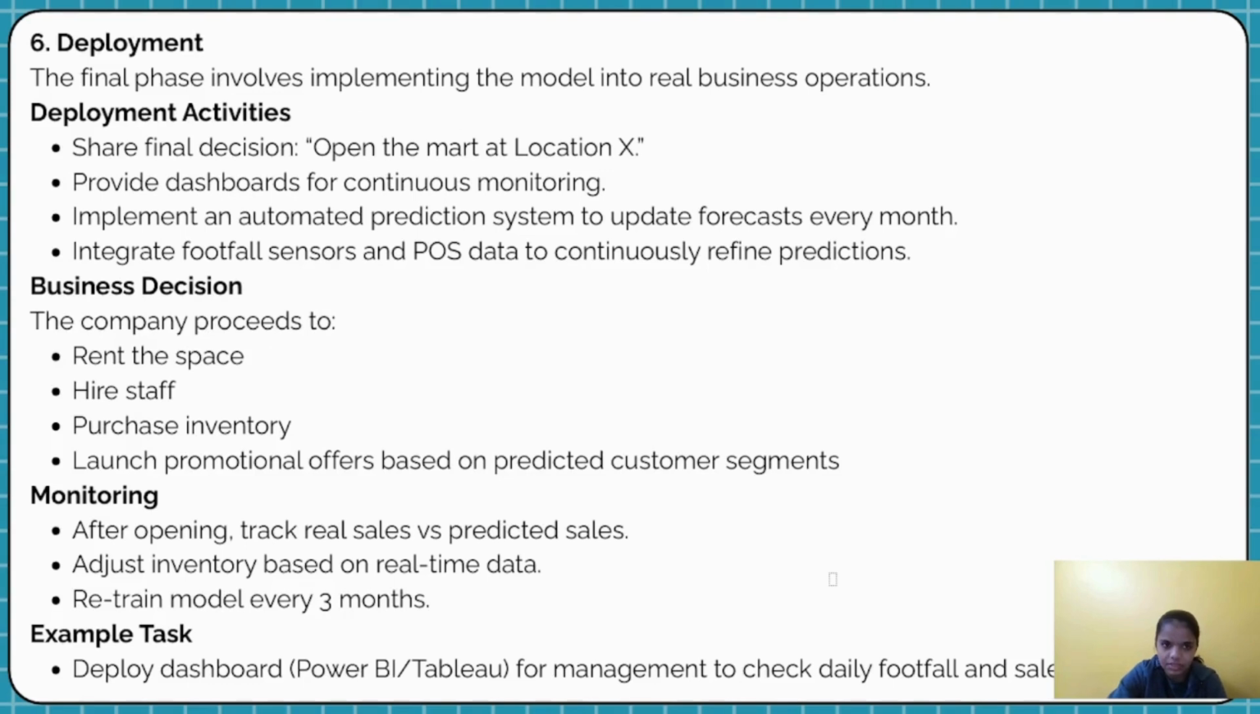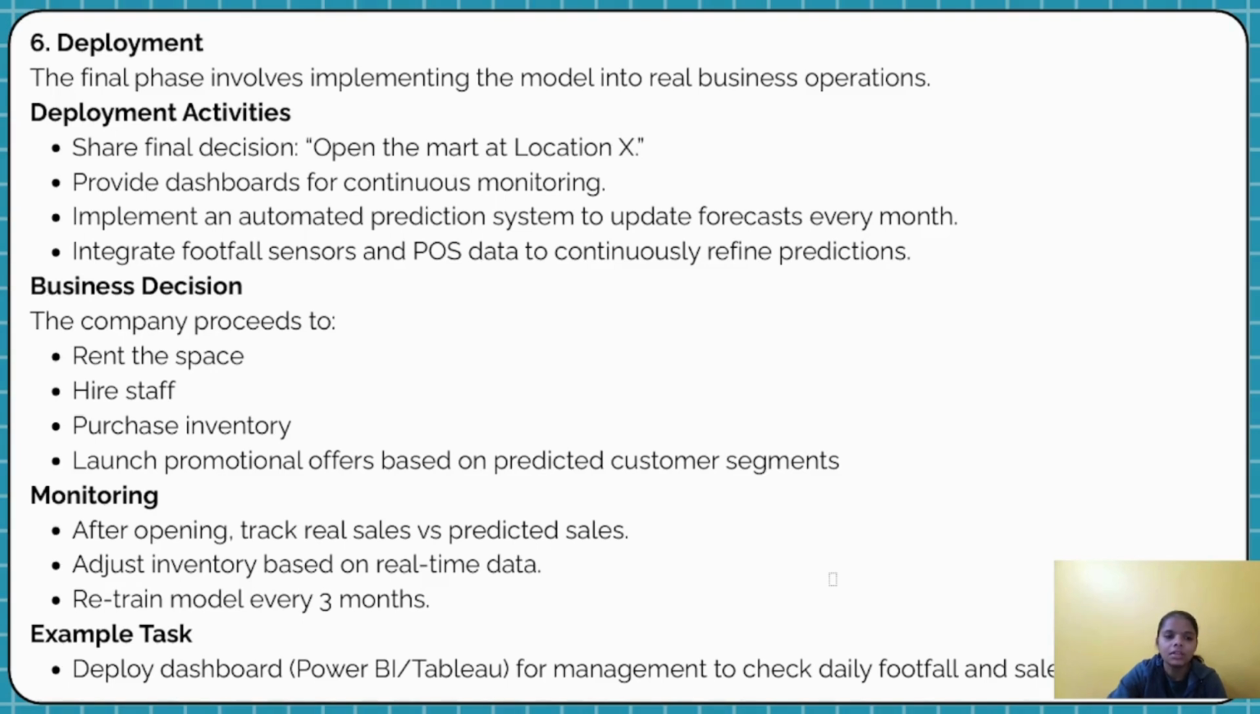Now our last phase is the deployment phase. In this phase we implement the model into real business operations. Here inside the deployment phase we have different activities such as share final decision, that is, open the mart at location X, and provide dashboard for continuous monitoring. Next, implement an automated production system to update forecast every month. And the last one is to integrate the footfall sensors and POS data to continuously refine the predictions.